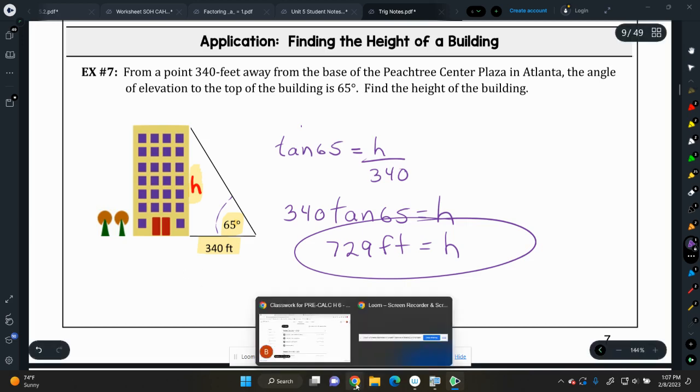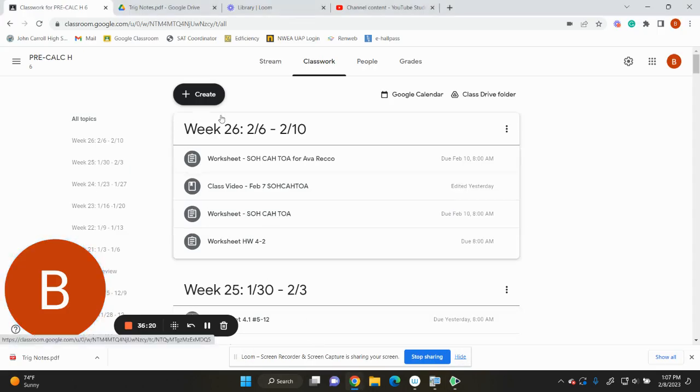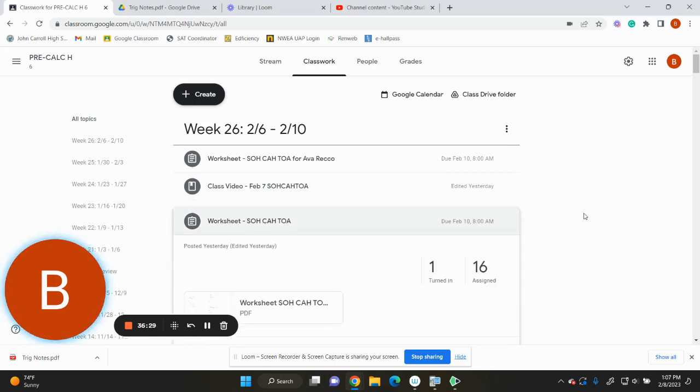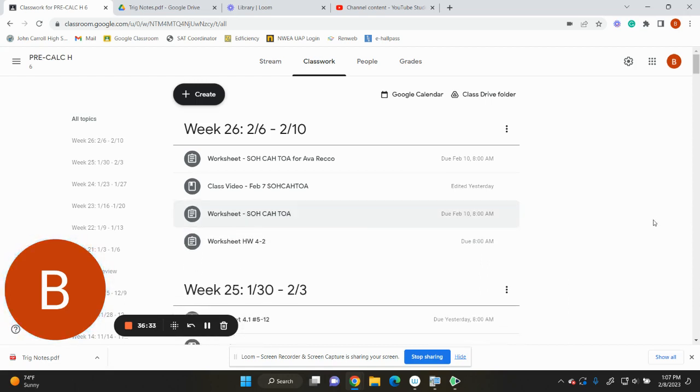In your Google Classroom, there is a worksheet called SOHCAHTOA. Please complete that worksheet and upload it to Google Classroom. You can have the rest of the period to do that.